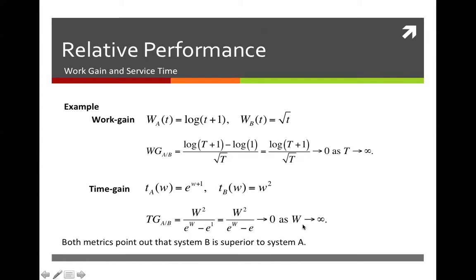So what this really tells you as W goes to infinity is that the two metrics of performance are consistent, because what this is saying is that system A is actually worse than system B when it comes to work gain, because you gain 0 as system A over B. Basically, you don't have any gain. And then here it says that the time gain or speedup of A over B is also tending to 0. So B is superior in both senses of the metric that we're using here. Both metrics tell us that B is better than A.